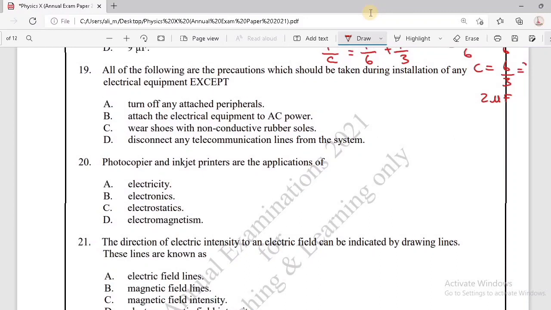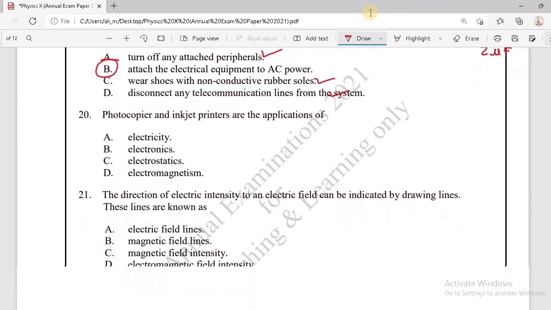Then we have question number 19. All of the following are precautionary measures that should be taken during the installation of any electrical equipment, except: turn off all attached peripherals, means all the connections should be disconnected while installing any electrical equipment. This is correct. Disconnect any telecommunication line from the system. So this is correct. Wear shoes with non-conducting or rubber soles. This is correct. And attach the electrical equipment to the AC power. That is the thing that should not be done before installing any electrical equipment. So option B is the right answer for this question number 19.